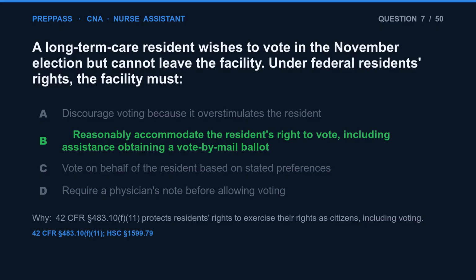The correct answer is B. 42 CFR Section 483.10(f)(11) protects residents' rights to exercise their rights as citizens, including voting.